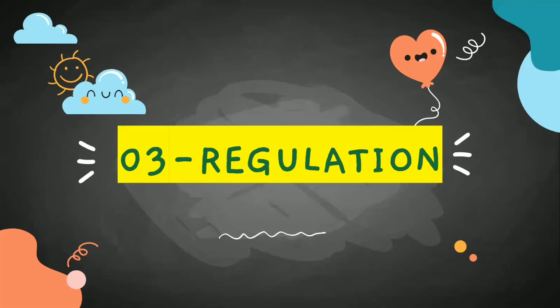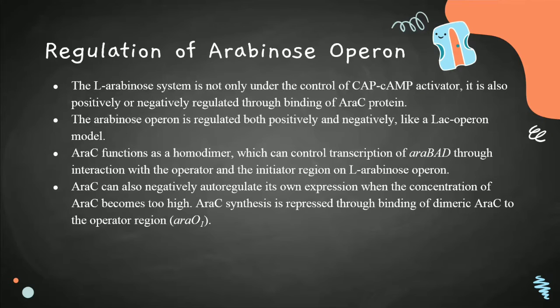Coming to the regulation part. Regulation of Arabinose operon. This Arabinose operon is not only under the control of CAP and cyclic AMP activator, it also is positively and negatively regulated through binding of the AraC protein.